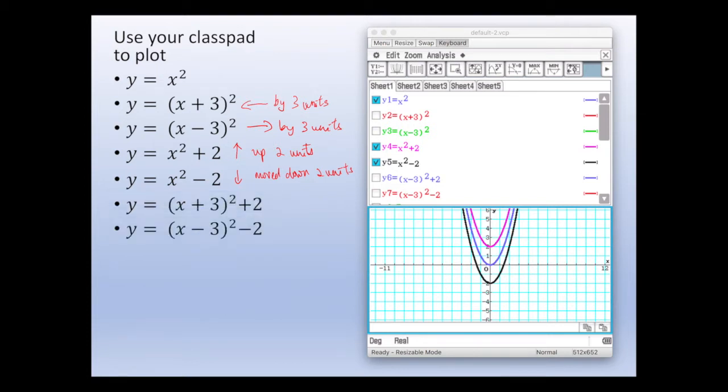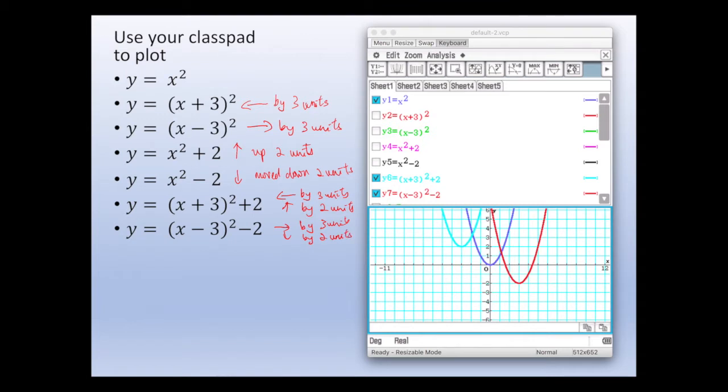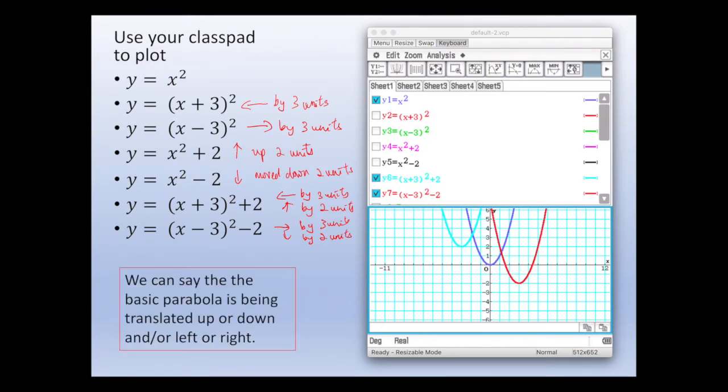Let's do the next. (x plus 3) squared plus 2 and (x minus 3) squared minus 2. Again, pause the video for a while. Now check your answer against mine. You can see that for the first one, it has moved across left by 3 units and moves up by 2 units. And for minus 3, it moves to your right by 3 units and moves down by 2 units.